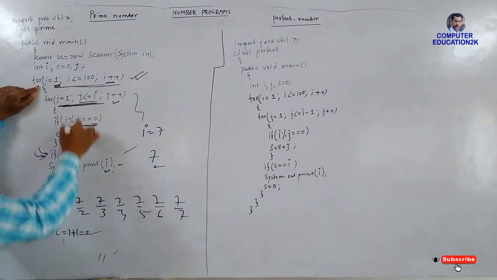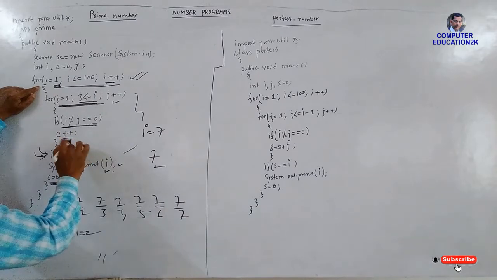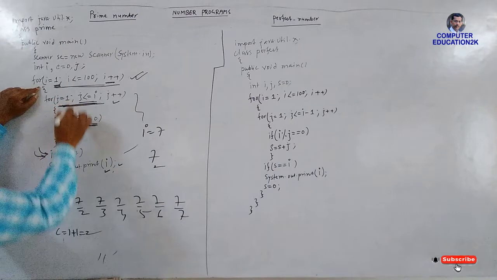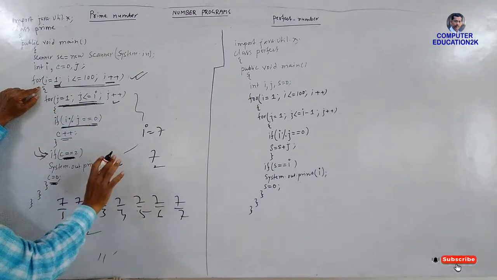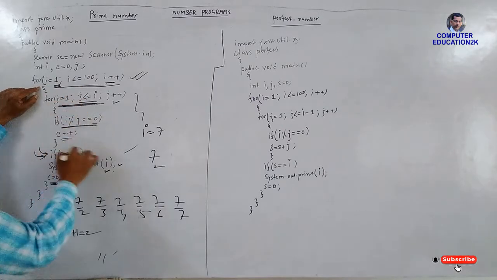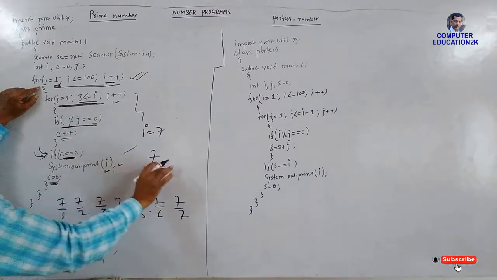Next number will be 8. Again 8 will be checked here. 8 is not prime number. 8 will not be printed. Then next number is 9. Again 9 will be checked here. 9 is not prime number. It will not be printed. Then again I will be 10. Again 10 will be checked here. 10 is not prime number. 10 will not be printed.